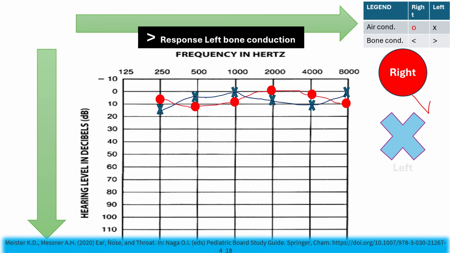Circles or red circles represent the test result of the right ear. Ear conduction test result of the right ear. X represents the test result of the left ear. Ear conduction test result of the left ear.